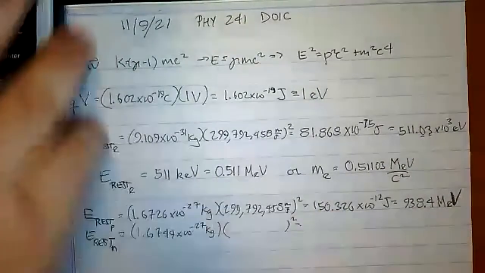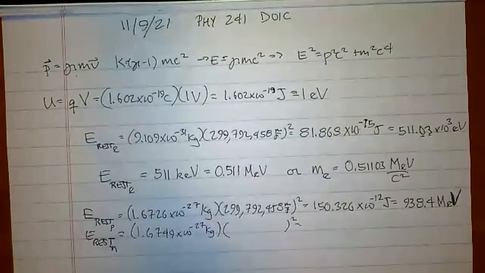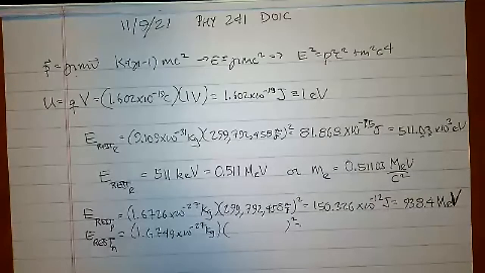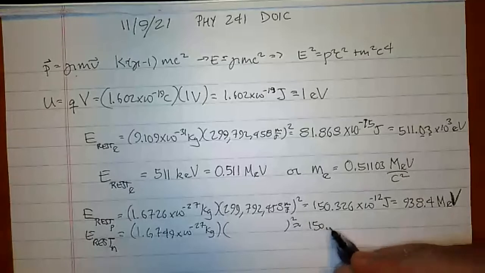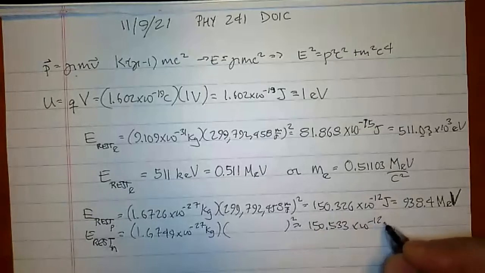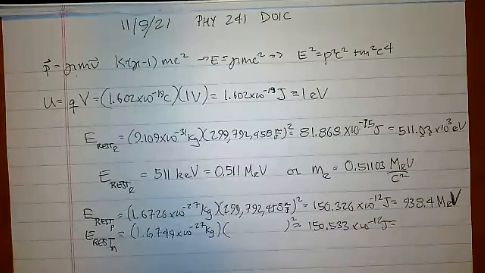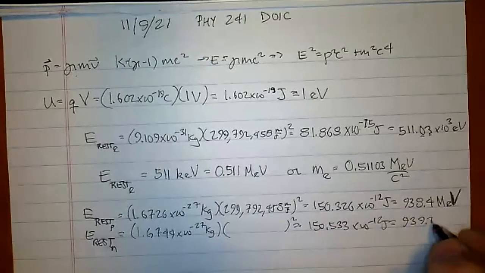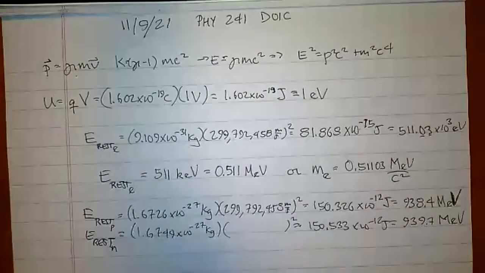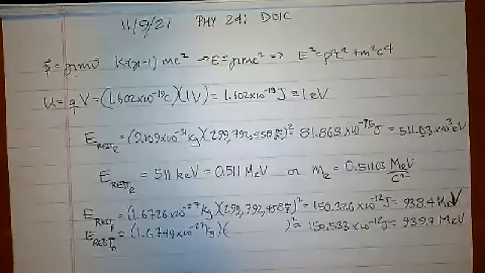If I do that, 1.6749 e to the negative 27 times 299,792,458 squared, that gives me 150.533 times 10 to the negative 12th joules, divided by 1.602 e to the negative 19th. That gives me 939.7 MeV. So you can see that those are the three main particles that make up an atom, of course.